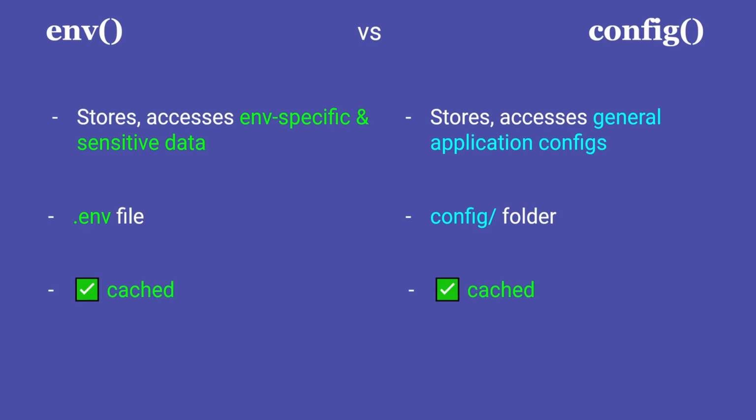Laravel caches configuration files to improve performance. This applies to both env and config files. As a rule of thumb, only use env within the config files.